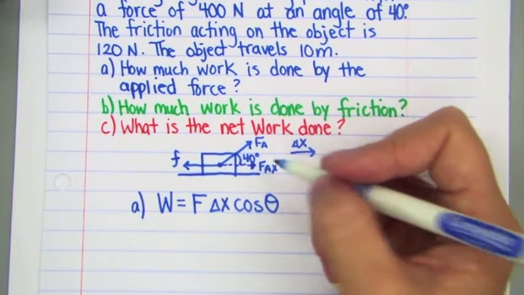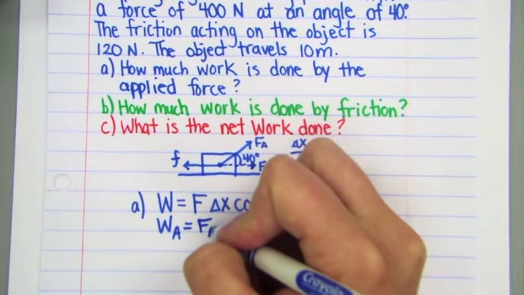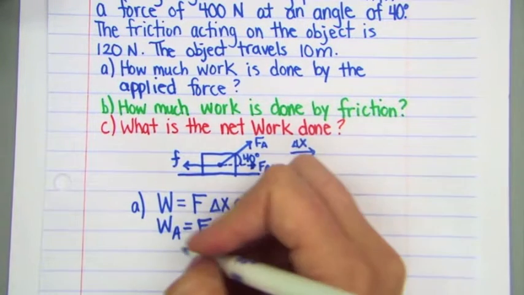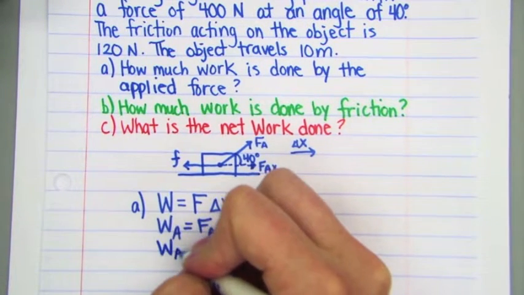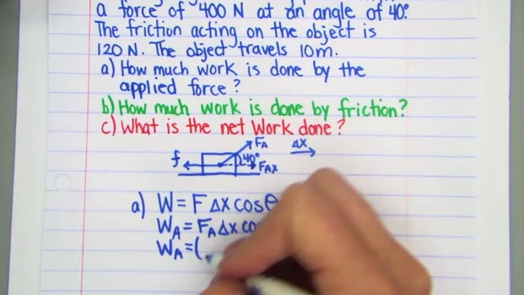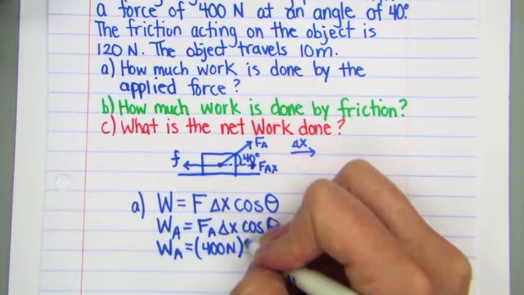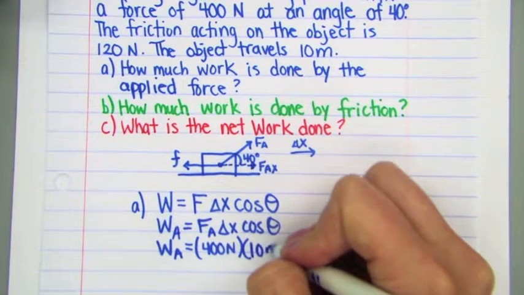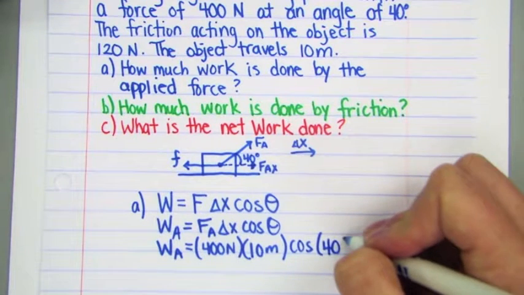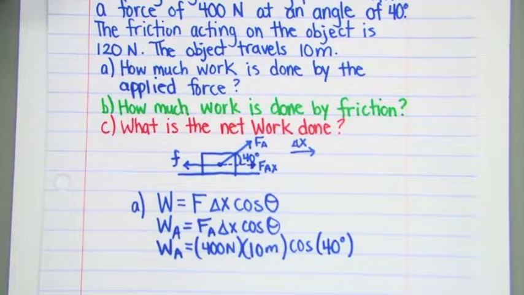I know the force applied that's given to me. I have a delta x and I have an angle. So, to find the work done by the applied force, plug in the appropriate information. The applied force is 400 newtons. The displacement is 10 meters. The angle that the object is being pulled at is 40 degrees. Now all you have to do is multiply.